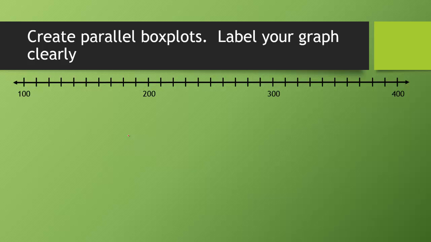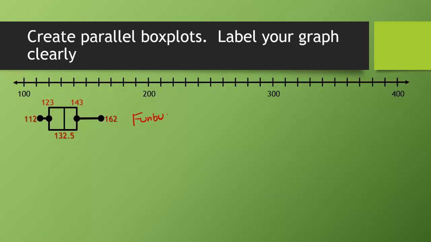All right, so we're going to create parallel box plots because we have two sets of data, okay? And we need to label the graph clearly. So first things first, I had to make this number line here. It went from 100 to 400. Okay, and this was my box plot for Fun Burger right here.